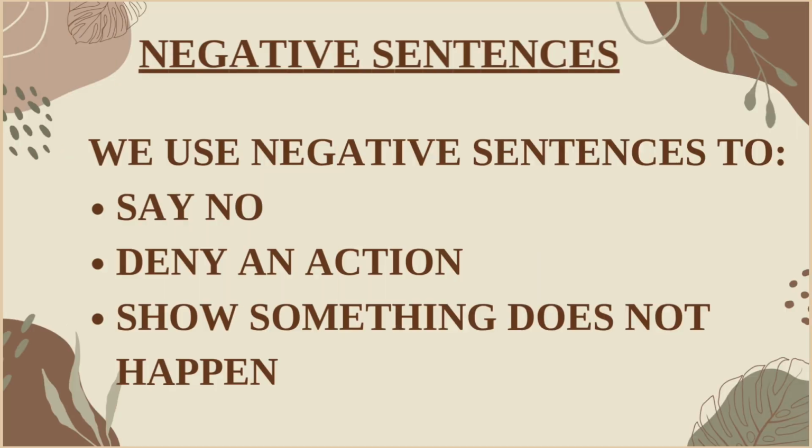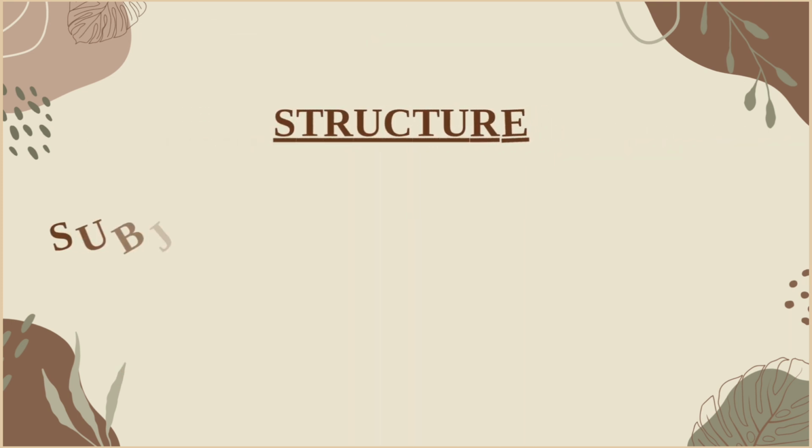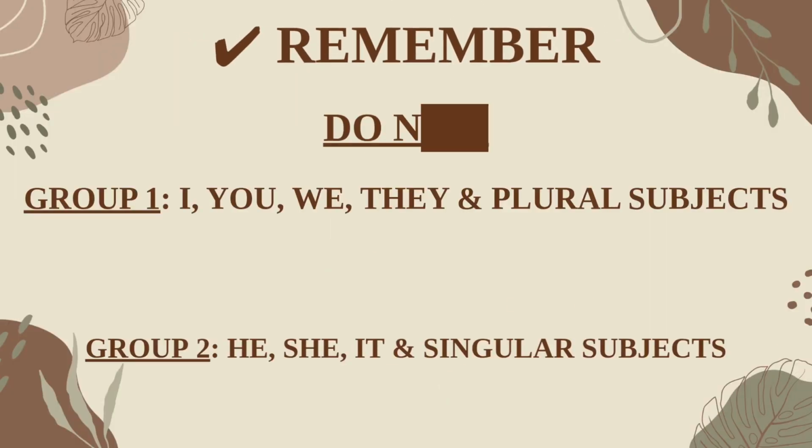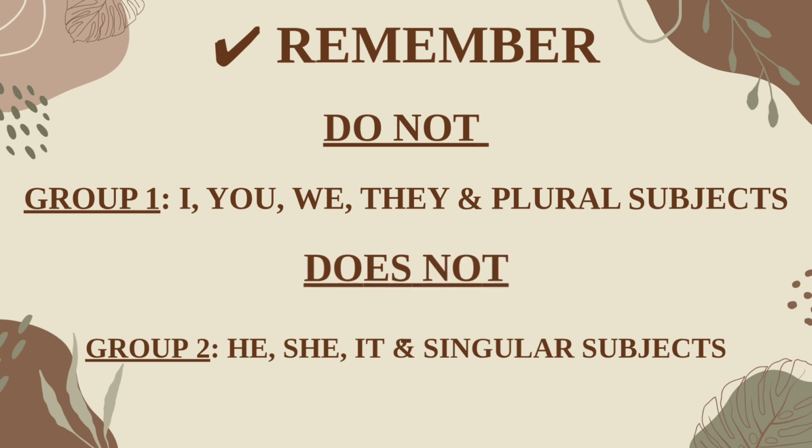Negative sentences. We use negative sentences to say no, deny an action, show something does not happen. Structure: subject plus do not or does not plus verb's first form. Remember, we use do not or don't with group number 1: I, you, we, they and plural subjects. And we use does not or doesn't with group number 2: he, she, it and singular subjects.